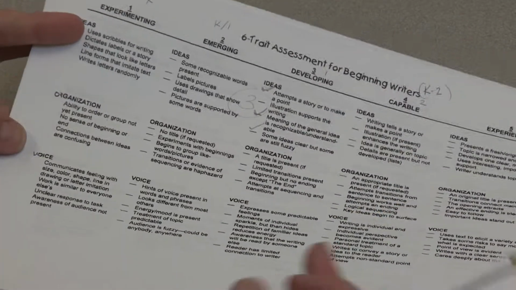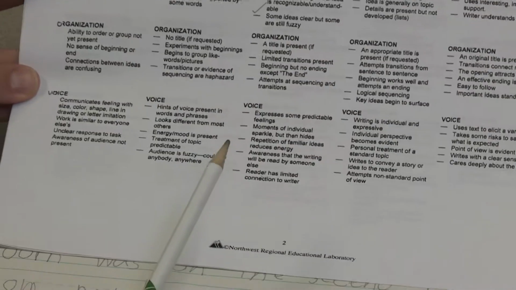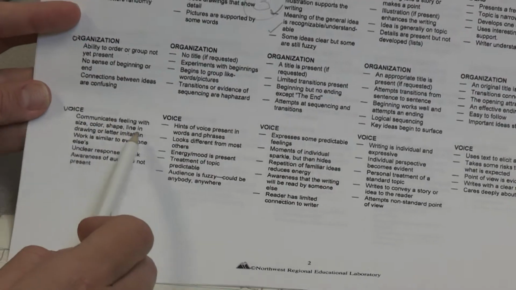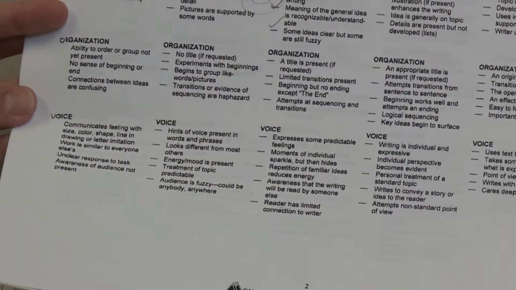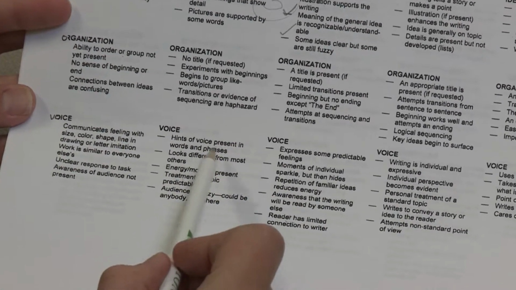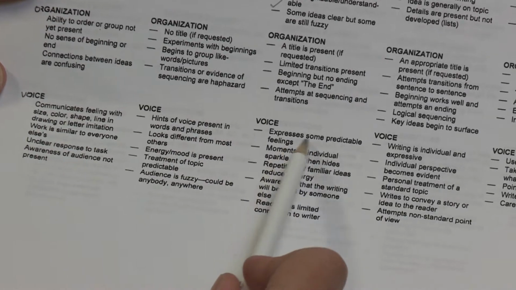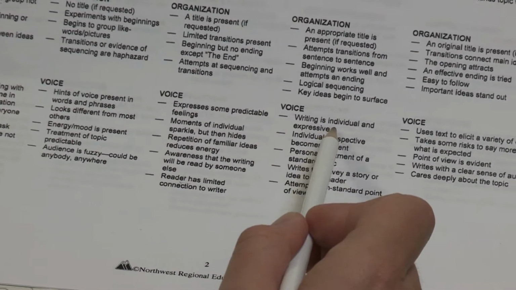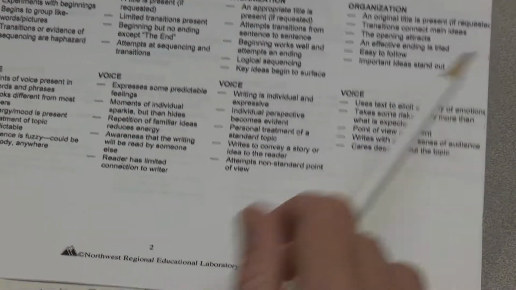Now I'm going to go down to voice. You have to do organization, but I'm just going to do voice now. So we're going to look through here. Communicates feeling with size, color, shape, line. No, not really. Hints of voice present in words or phrases. Expresses some feelings, some predictable feelings. Writing is individual and expressive, and uses text to elicit a variety of emotion.